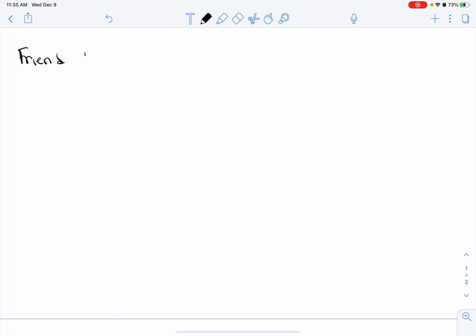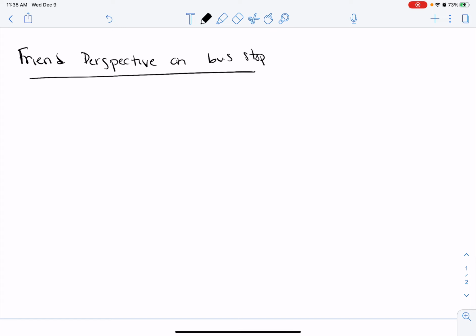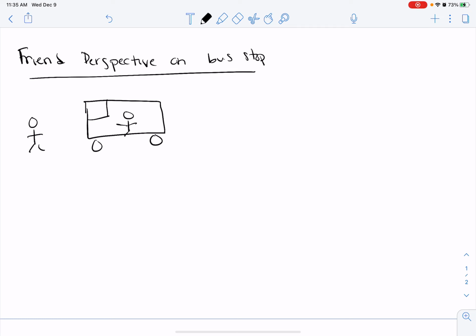Friend perspective on bus stop. Okay, so outside the bus. So your friend is outside the bus and they see you on the bus with your backpack, okay? But what your friend sees is that the bus is moving forward and the backpack stays still. So it's almost like the bus is moving around the backpack and that backpack is staying still.